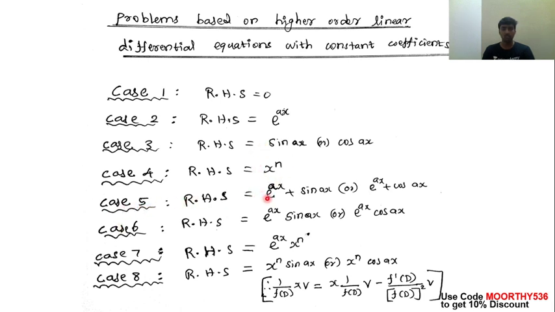Case 5, RHS is equal to e power ax plus sin ax or e power ax plus cos ax. Case 6, RHS is equal to e power ax into a combination of case 2 and case 3, e power ax into sin ax or e power ax into cos ax. Then case 7, RHS is equal to e power ax into case 2 and 4, e power ax into x power n. The 8th category is totally different, x power n into sin ax. It has different formulas to derive the complementary function as well as the particular integral. Okay, we will discuss these things one by one.